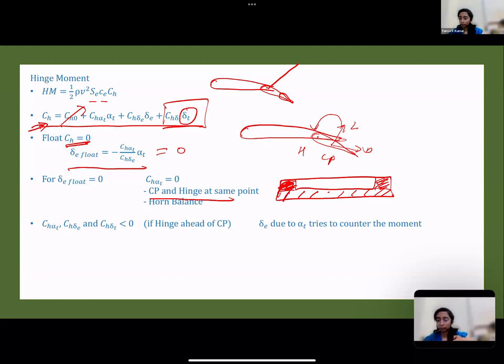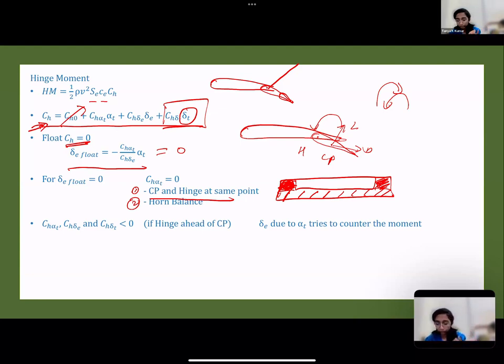The slanting lines that I've drawn on the surfaces, that area will produce a hinge moment in this direction. And the ones that are shaded out will produce a restoring hinge moment. So they will cancel out each other and your effective hinge moment will be 0. So these are the two methods to ensure that your delta E float is 0. So your elevator floats at 0 degrees, no deflection.